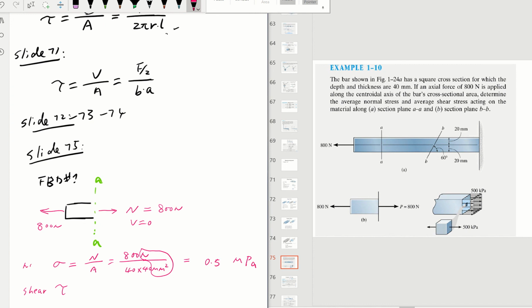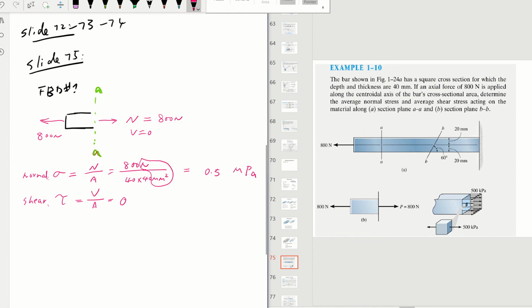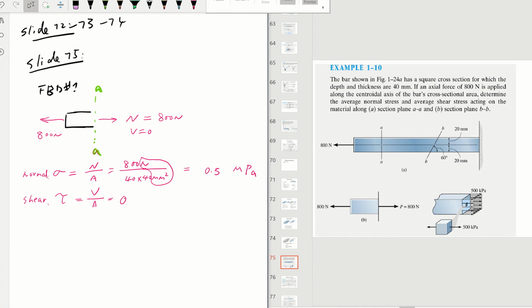How about tau, which is our shear, right? Shear stress, this is our normal. For our shear, it's going to be V over A. There's no shear at cross-section AA, so that would be 0. There's no shear stress at all.